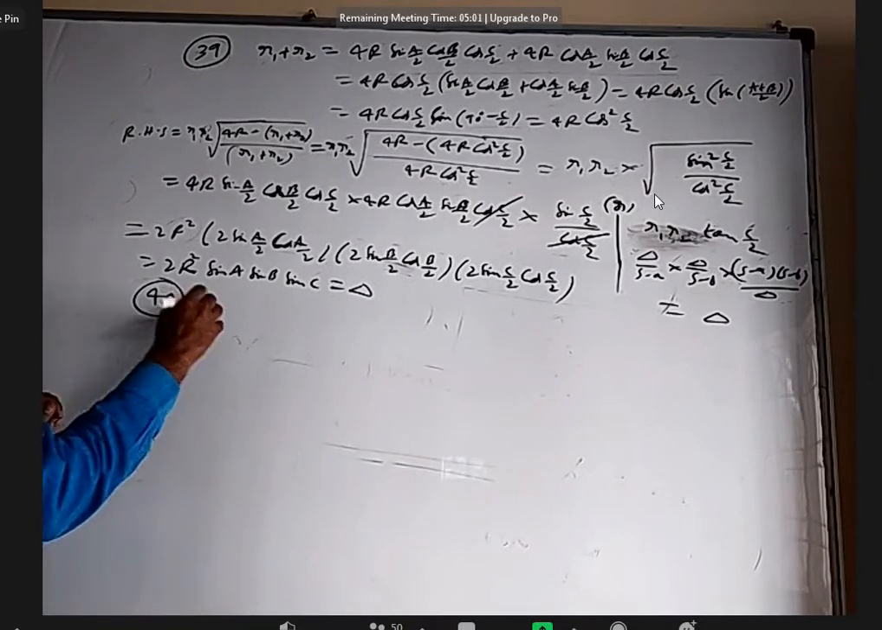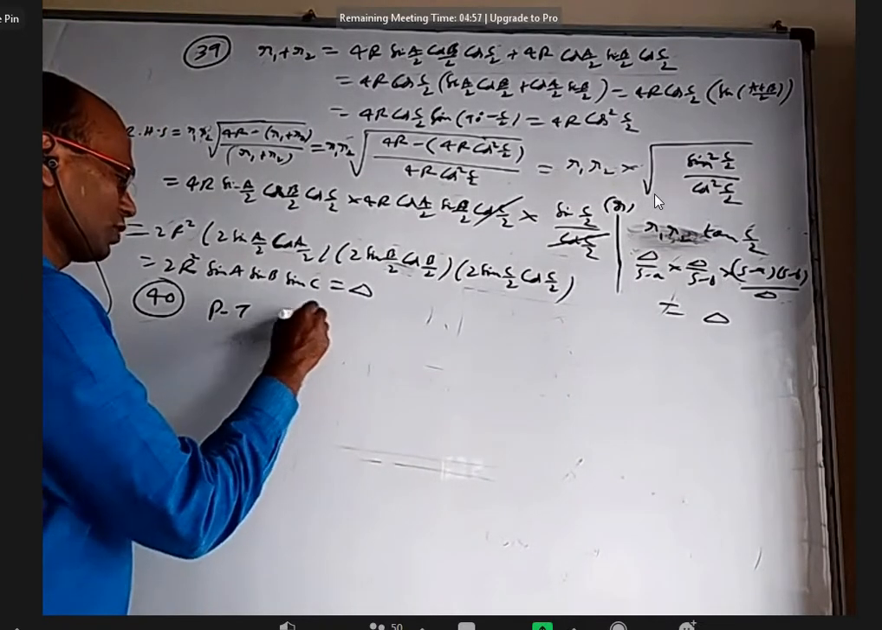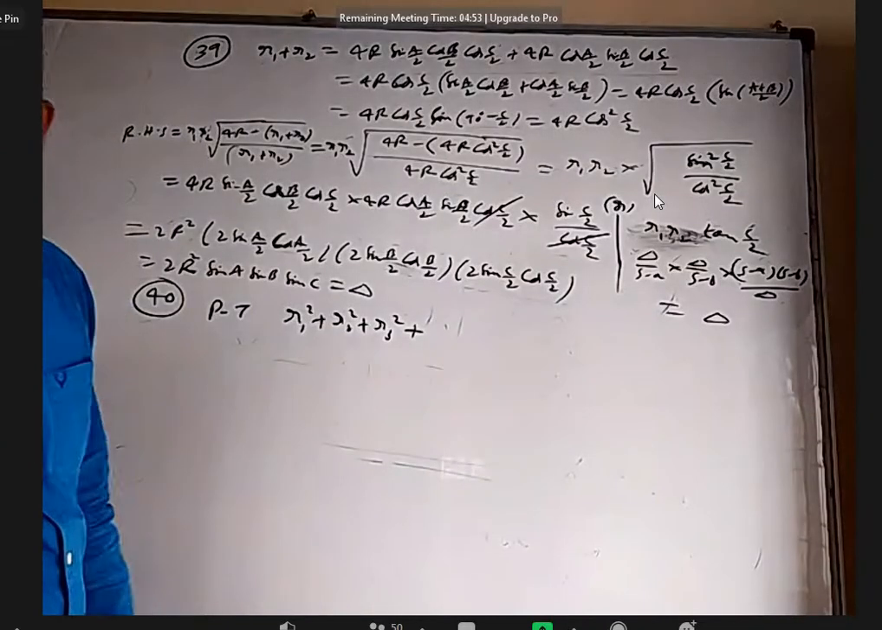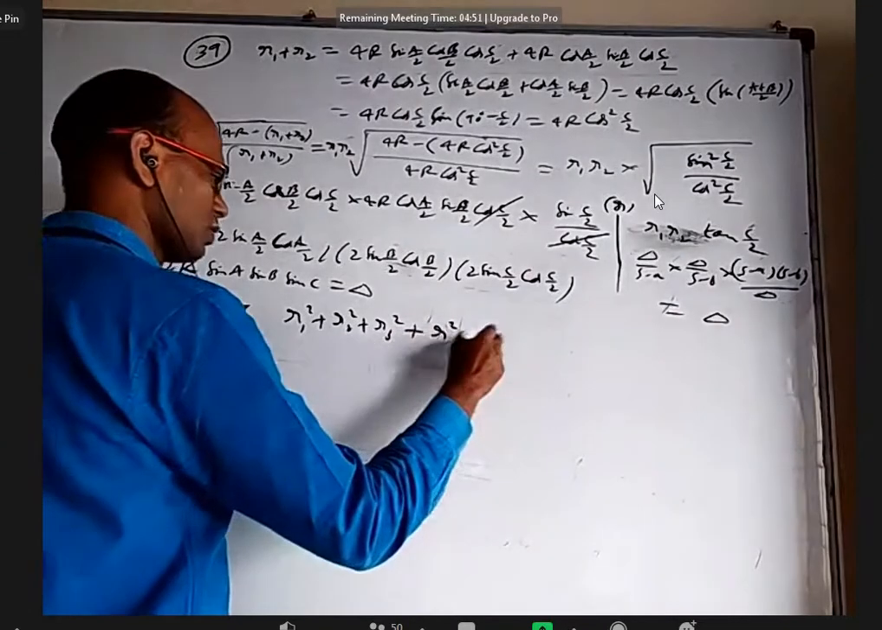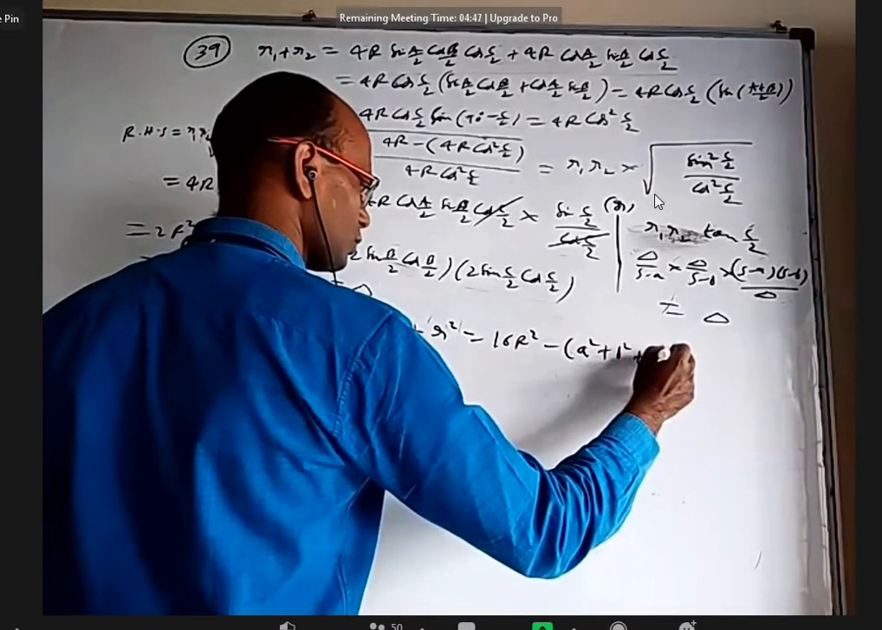The last question. Prove that R1 square plus R2 square plus R3 square plus R square is equal to 16 R square minus A square plus B square plus C square.